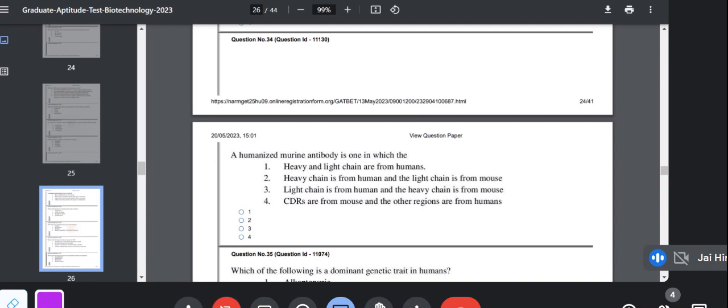What is the important thing by which it will target our cancer cell? It will target our cancer cell only if the CDR, the complementarity determining region, is there. So the complementarity determining region is from mouse and the other regions are from the human. So that could be the probable answer.